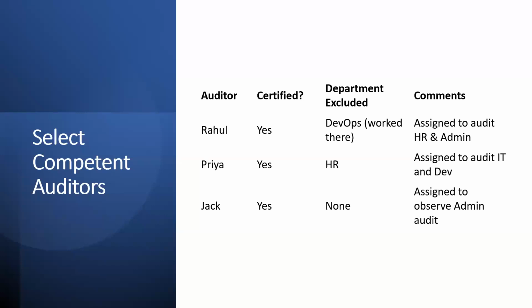Okay, Jack is not a part of any specific technical team. It's an independent auditor, whom we are assigning to observe the admin audit. This is how we have assigned the task to the auditor, and we also make sure there is no conflict of interest between the work.